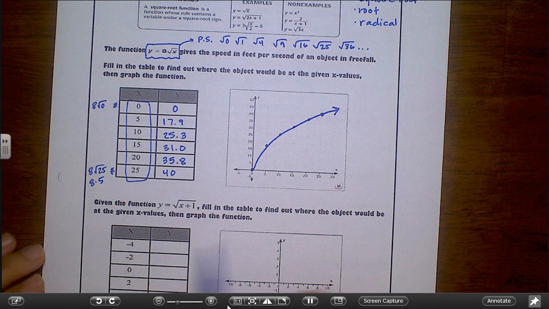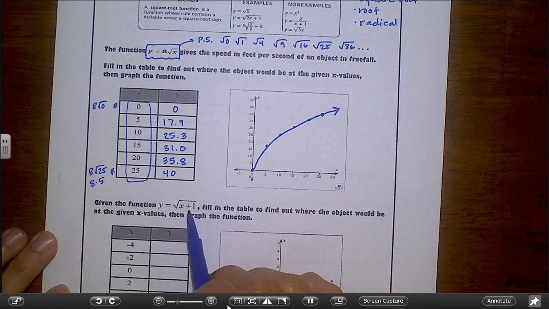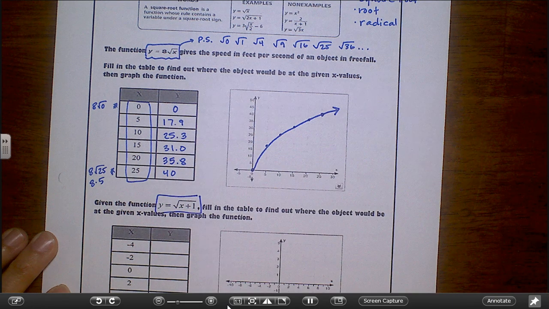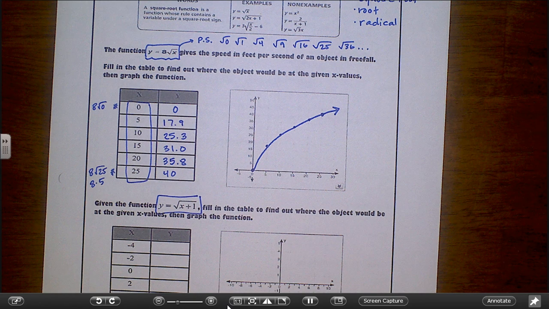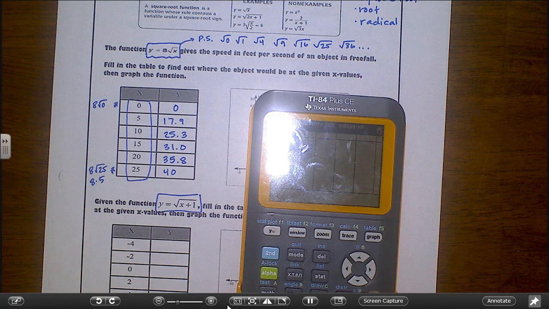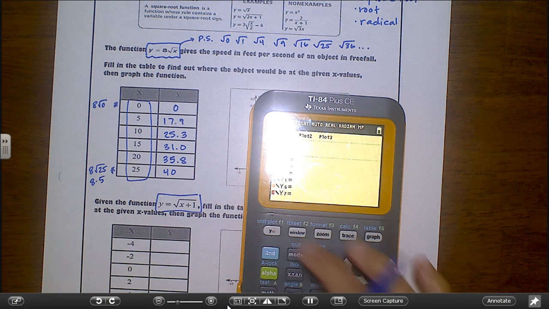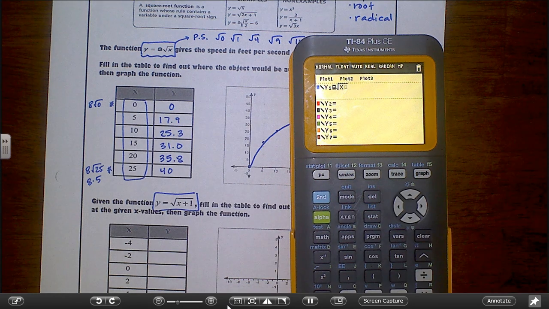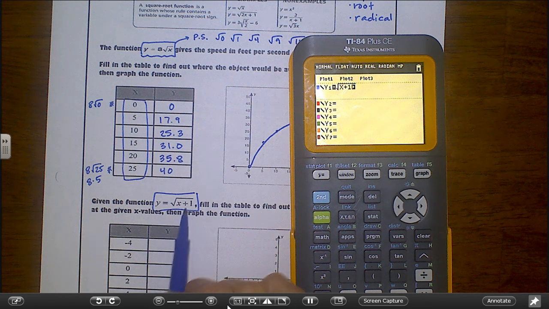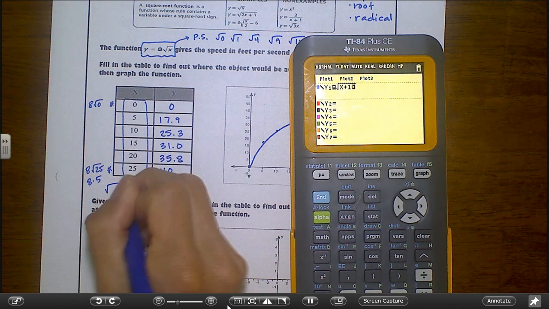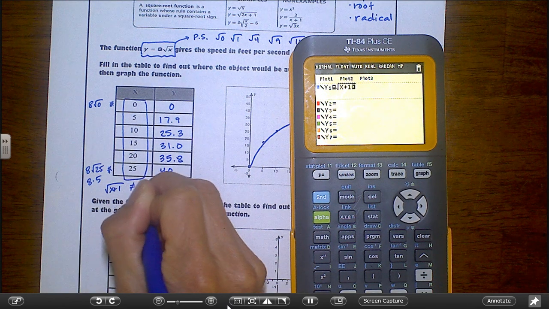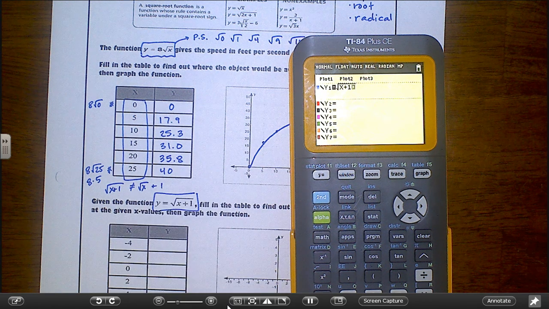Okay. So given the function y equals square root of x plus 1, fill in the table to find out where the object would be at the given x values and graph the function. So I do want to do this in your table because this will create some kind of interesting things here. So if I hit y equals, clear out the square root of x and just put the square root, so second x squared, sorry about the glare, of x plus 1, and make sure that whatever's under the radical in the equation has to be under the radical up here. Like the square root of x plus 1 is not the same as the square root of x and then plus 1 outside of it, okay?